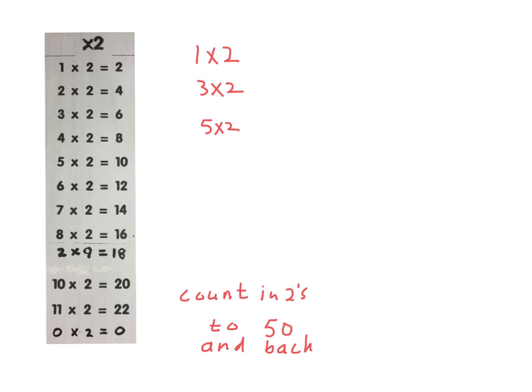So starting with the first method, a child should understand that 1 2 is 2, 3 2s is 2, 4, 6. He must learn to count in 2s up to 50 and back to 0. That's very important. 2, 4, 6, 8, 10, 12, 14, 16. He doesn't have to do it fast, but please let him do it as often as possible until he's totally used to it. He will lose it again, then you practice it again.